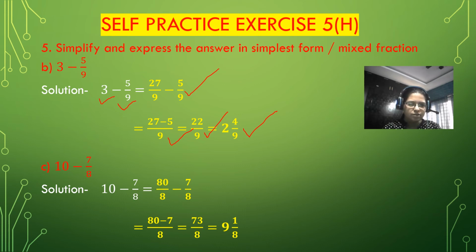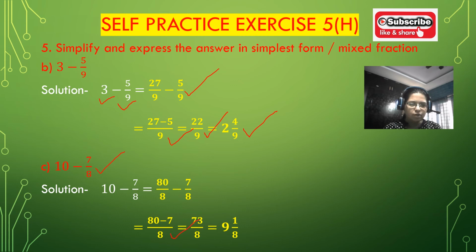Now third bit C. 10 minus 7 divided by 8. Multiply the number 10 with 8. We get 10 multiplied by 8 is 80. We can write number 10 equal to 80 divided by 8. 80 divided by 8 is 10, minus 7 divided by 8, with equal denominator 8. Both have equal denominator 8. Just subtract the numerators, 80 minus 7. 80 minus 7 is 73 divided by 8.